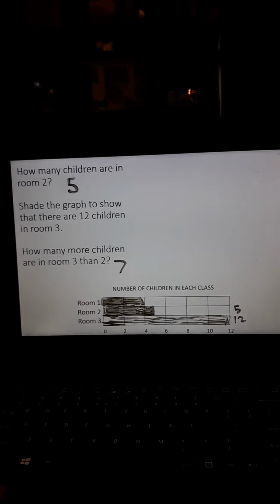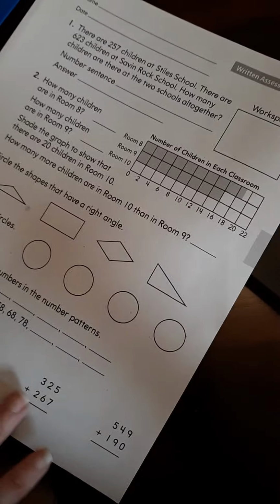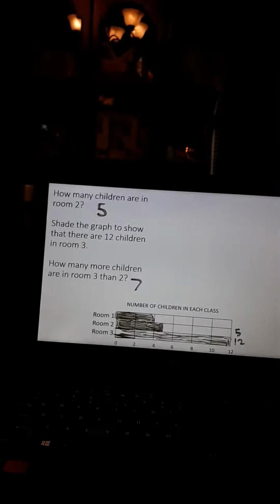Maybe you have more, or maybe you're doing better than me. So you're doing something very similar here. Anytime you want to know how many more than somebody, you're trying to find the difference. So you're subtracting.